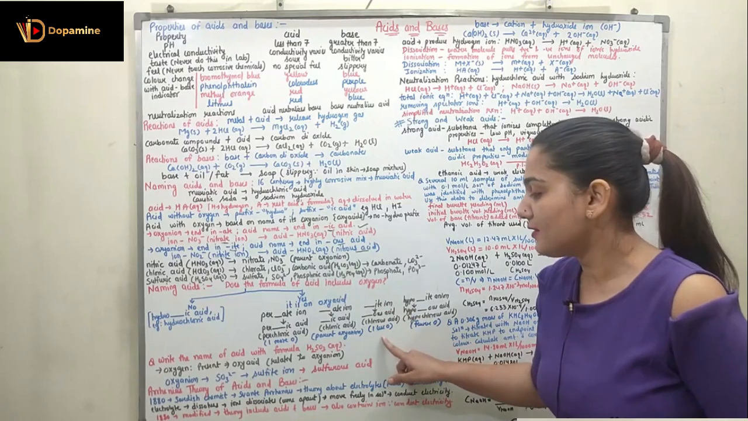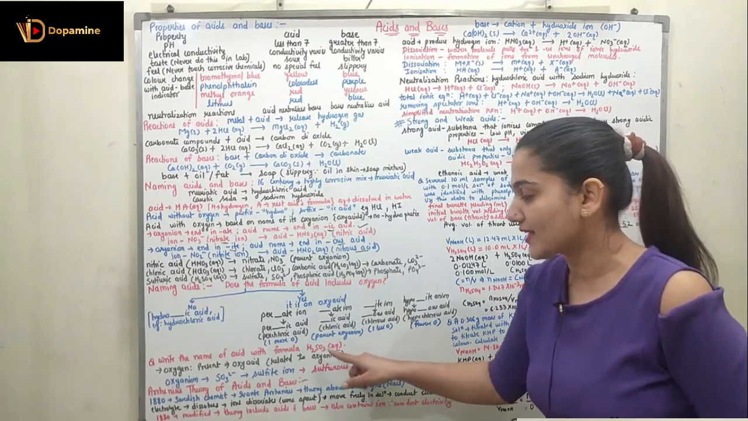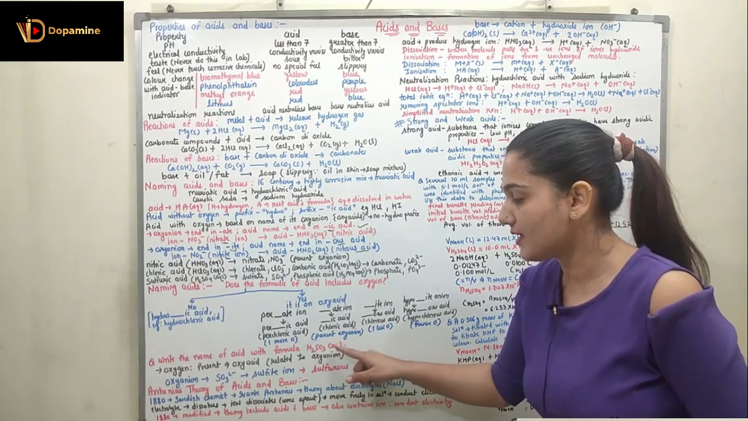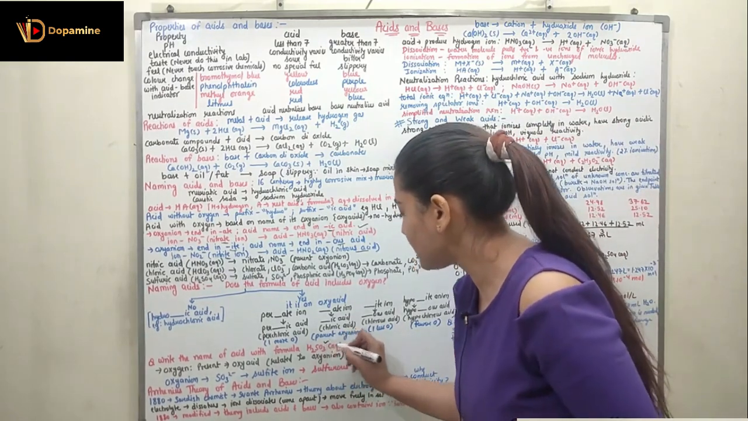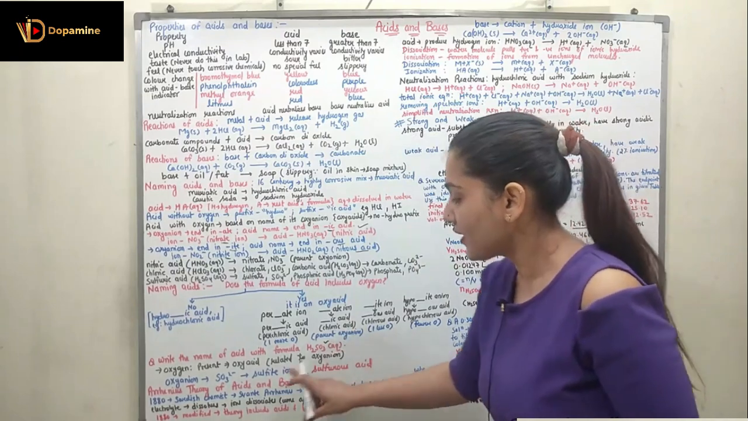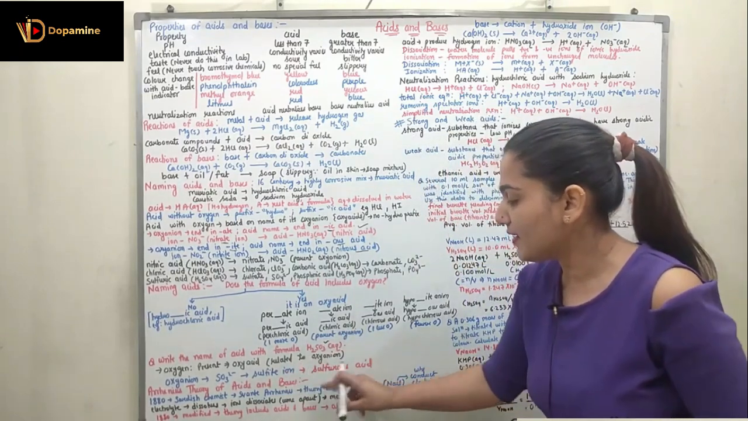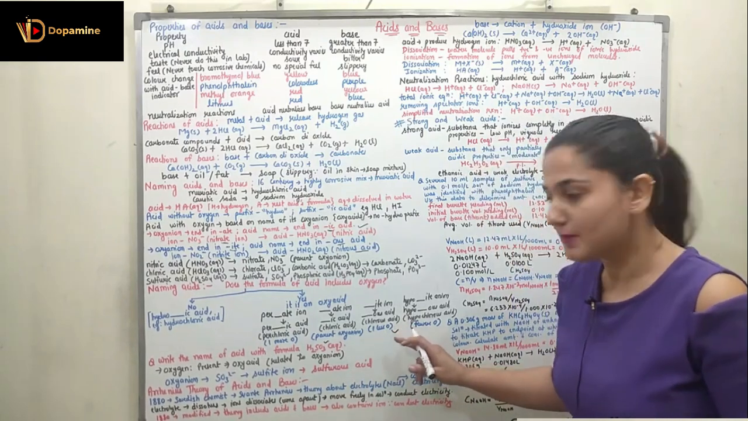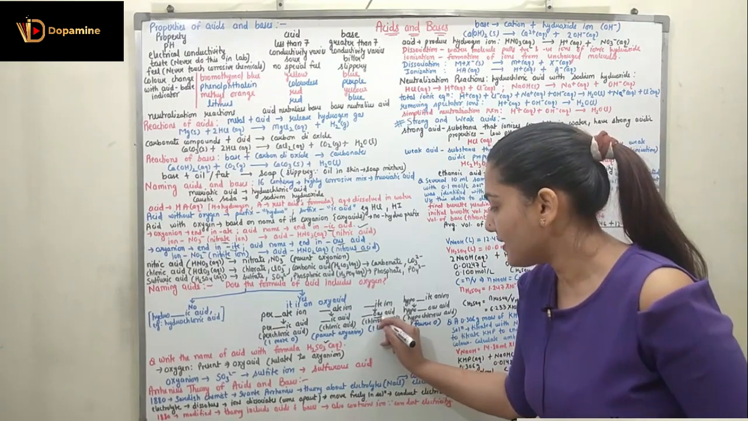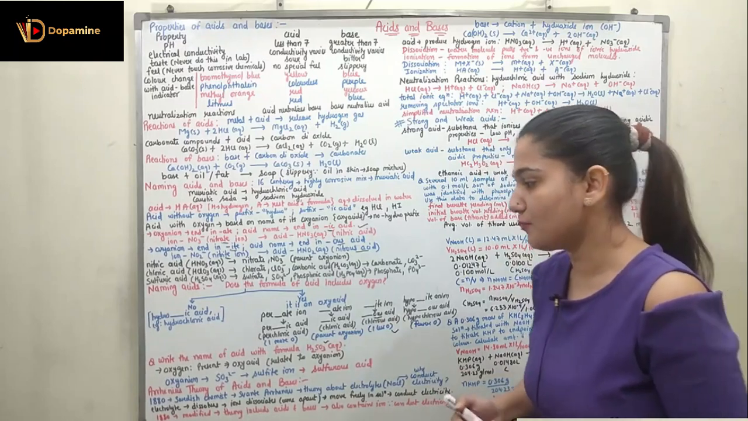The sulfite anion has one less oxygen. Actually, the parent oxyanion is SO4 2 negative, and we have one less oxygen, so it is represented as the sulfite anion. So the sulfite anion will form sulfurous acid, because here we have the ending with -ous. I hope you understood this.